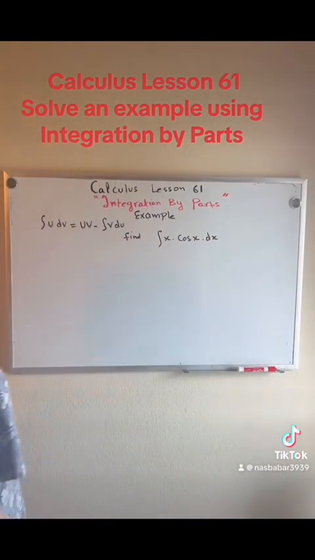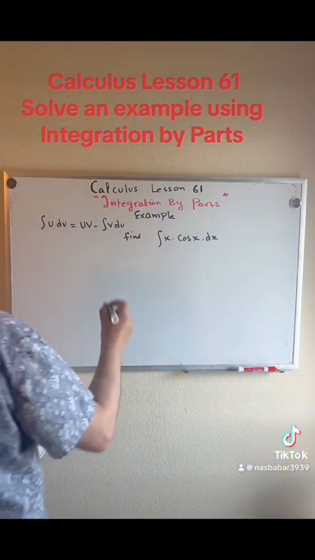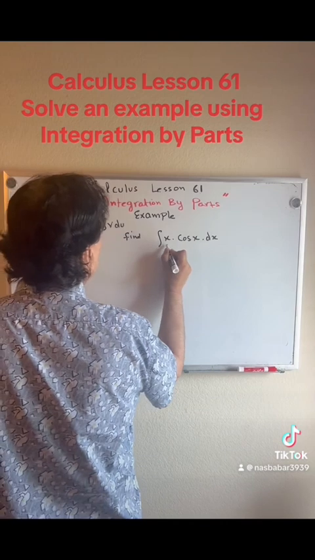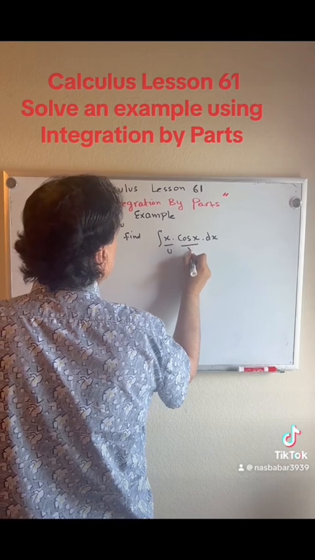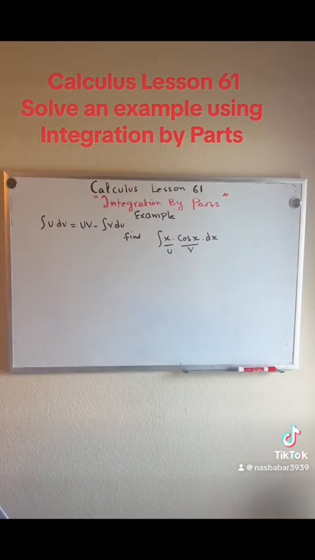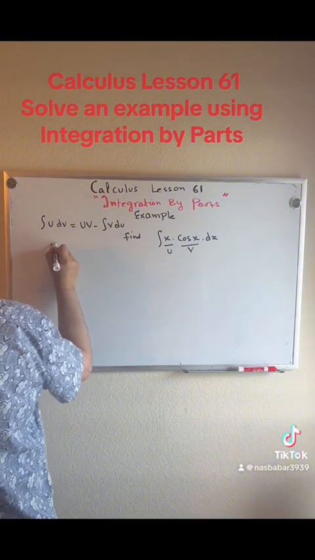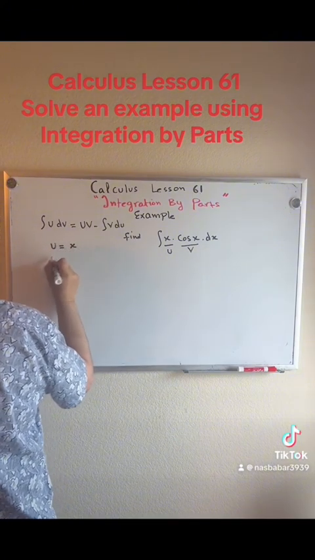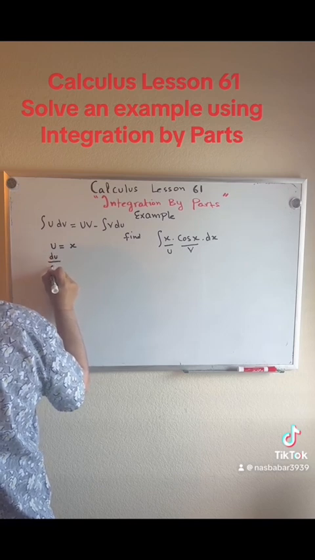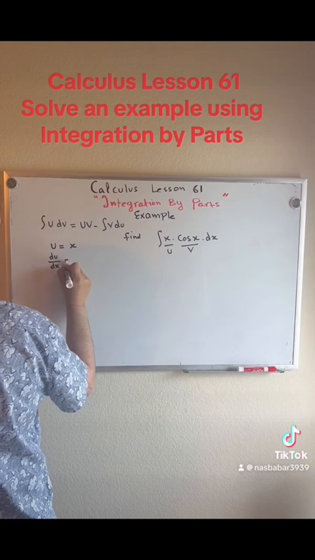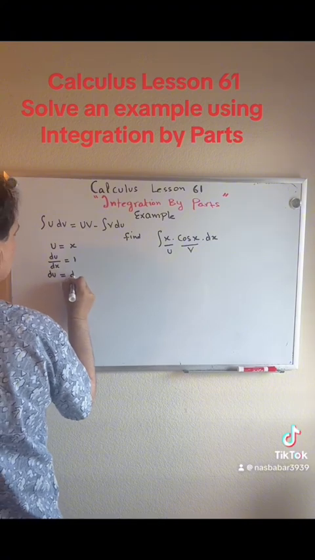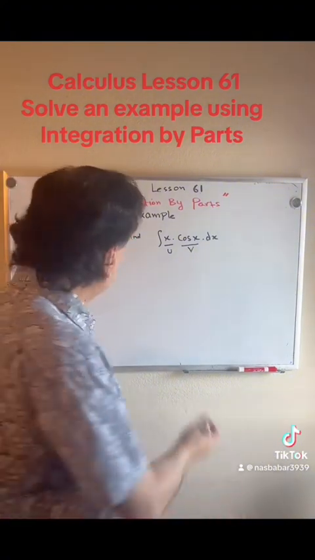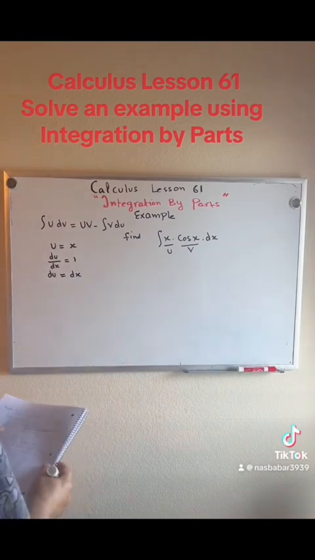We have to solve this through integration by parts. So let's say this part right here we make it u, and this part right here we make it dv. If I substitute u for x, then du over dx, the change of u with respect to x, is going to be 1. And I can say then du is equal to dx. No rocket science, just pretty easy derivation.